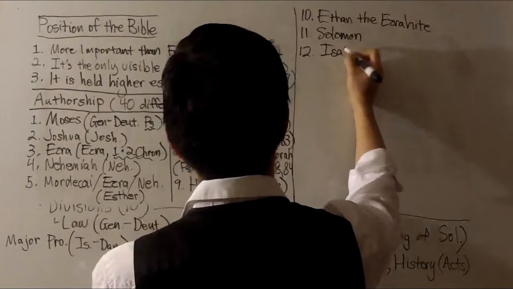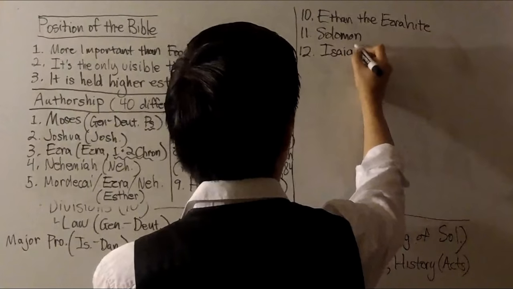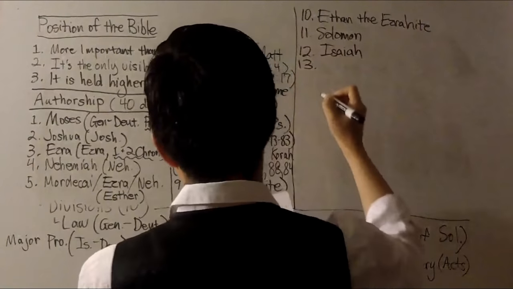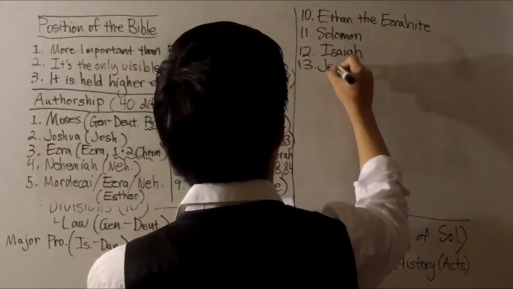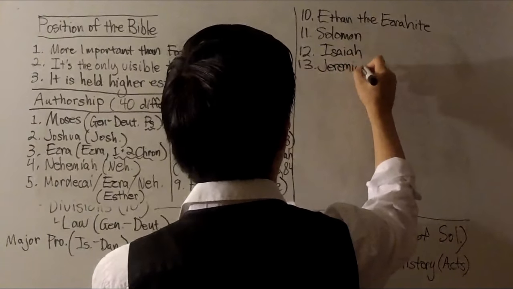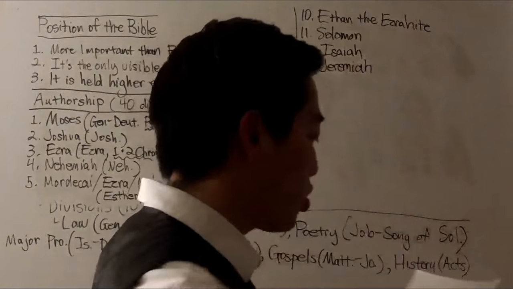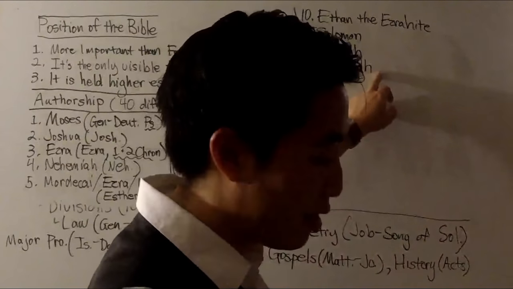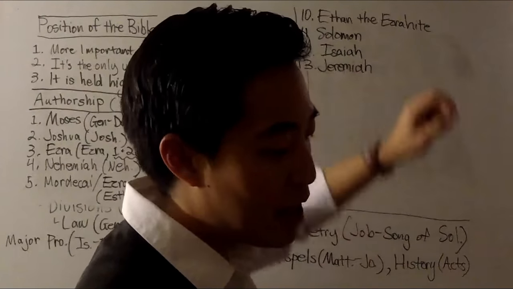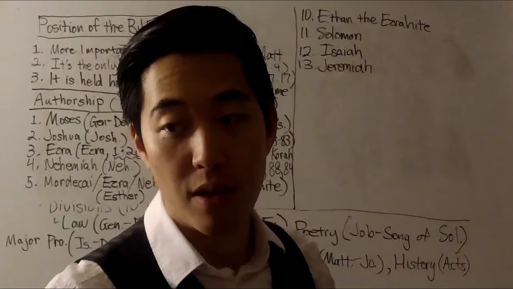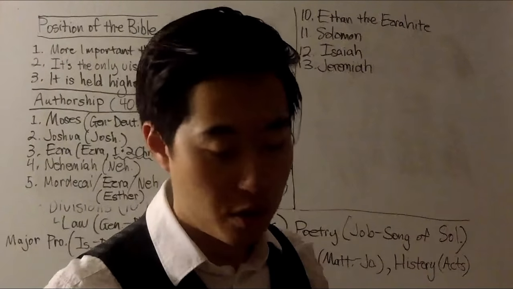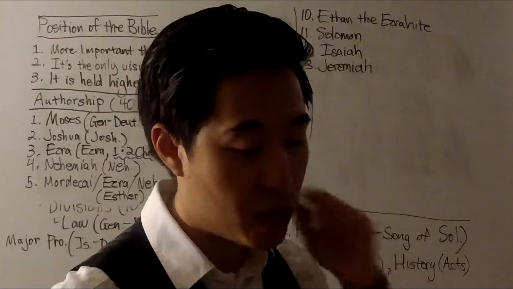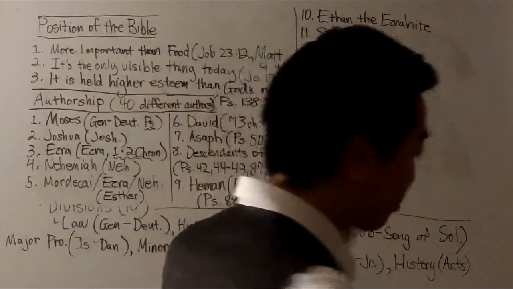Isaiah. And obviously we know what book he wrote, Isaiah. The other one is Jeremiah. Jeremiah. Obviously we know he wrote the book of Jeremiah. But he also wrote Lamentations. Now this one's wild. Maybe he wrote 1st and 2nd Kings. That one's pretty wild. So we're not really sure if that's the case, but maybe he did write it.